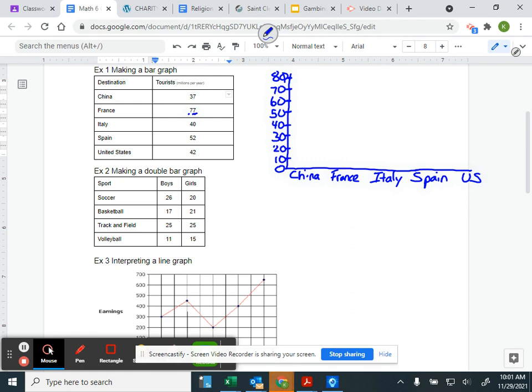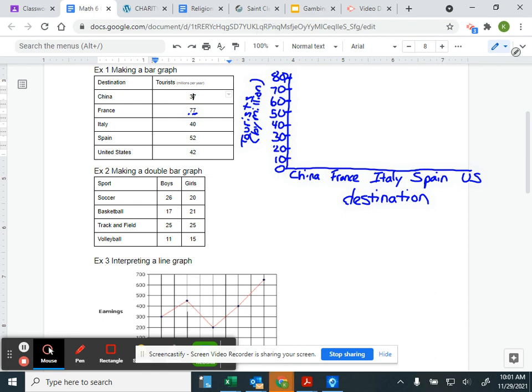So if we look at China, China had 37 million. Well, wait, first we have to label. So this would be tourists, and we're going to put by million, so we know that these are going by millions. Down here, we're going to label it destination. So now we need to put our bars in.